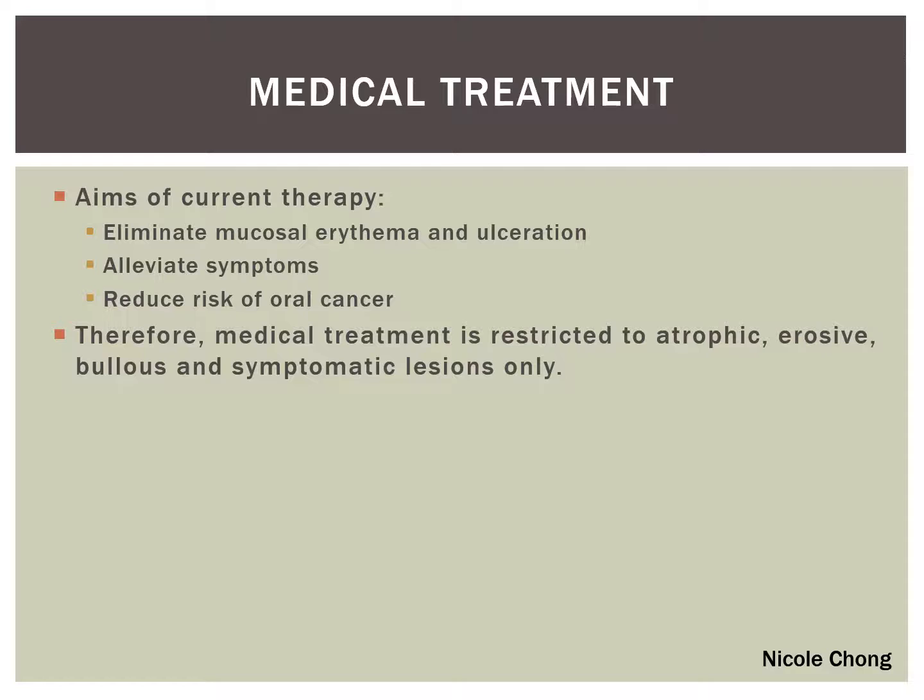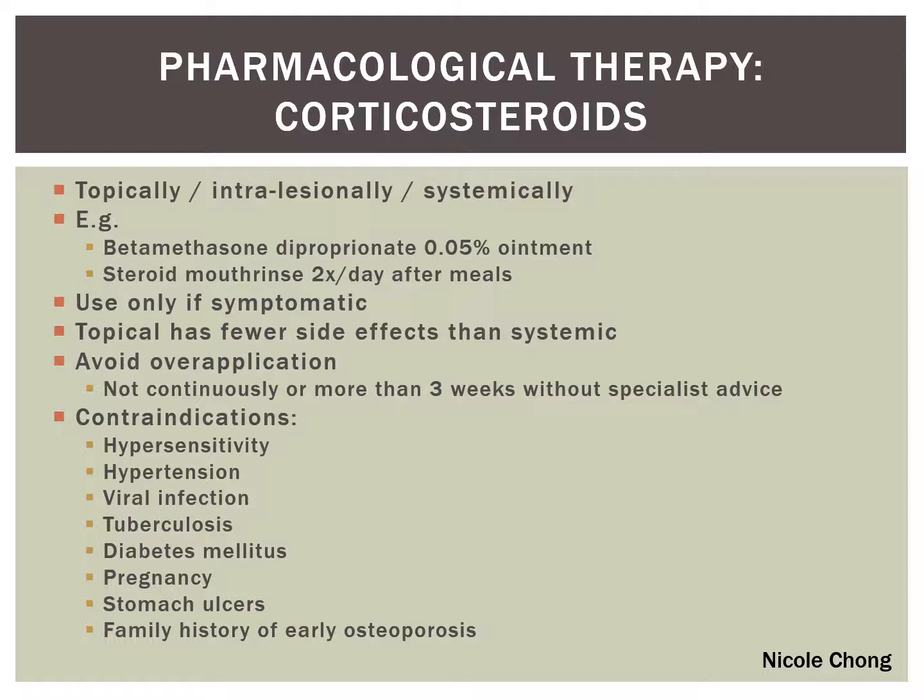The aims of current therapy is to alleviate symptoms and reduce the risk of oral cancer. Medical treatment would therefore be restricted to atrophic, erosive, bullous, and symptomatic lesions only. Corticosteroids are the mainstay of therapy because they dampen cell-mediated immune activity. An example is topical betamethasone dipropionate. Generalized oral lesions are often treated effectively with a steroid mouth rinse.